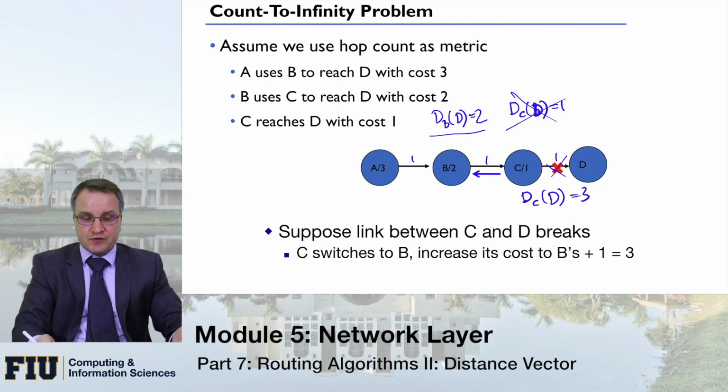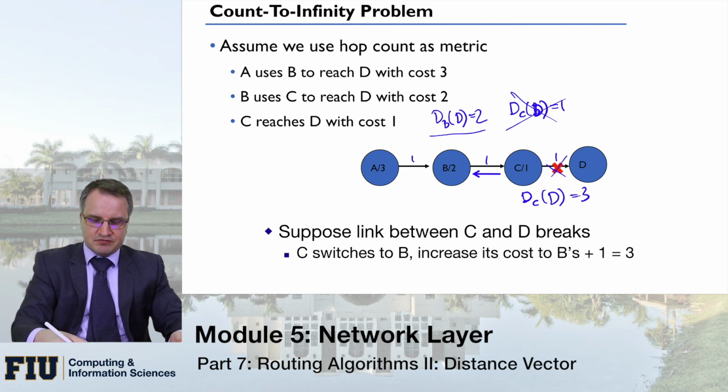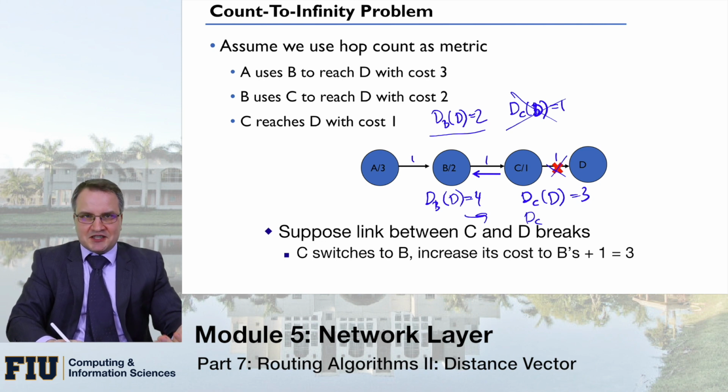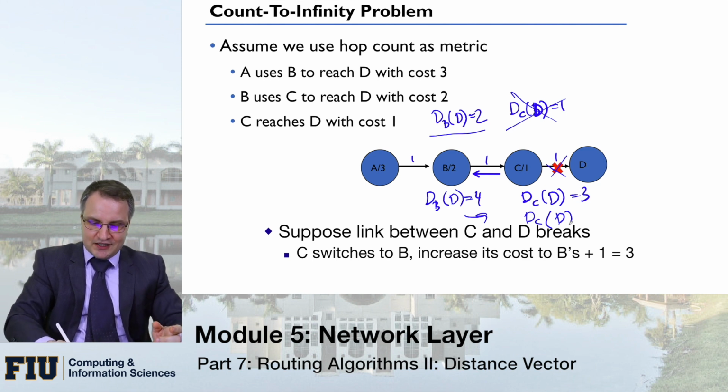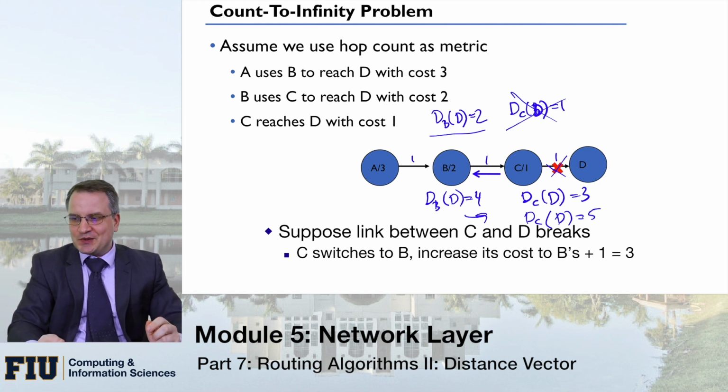C advertises this information to B, and B looks at it and says, my cost previously was 2, but now it's supposed to be plus 1, because C was my way to the destination. So now the cost of B going to D increased to 4, because C is telling 3, plus 1 is 4, and it advertises this to C. And now C says, something interesting is happening, B is somehow increasing the path length, and increases it to 5. You probably see where I'm going with this.